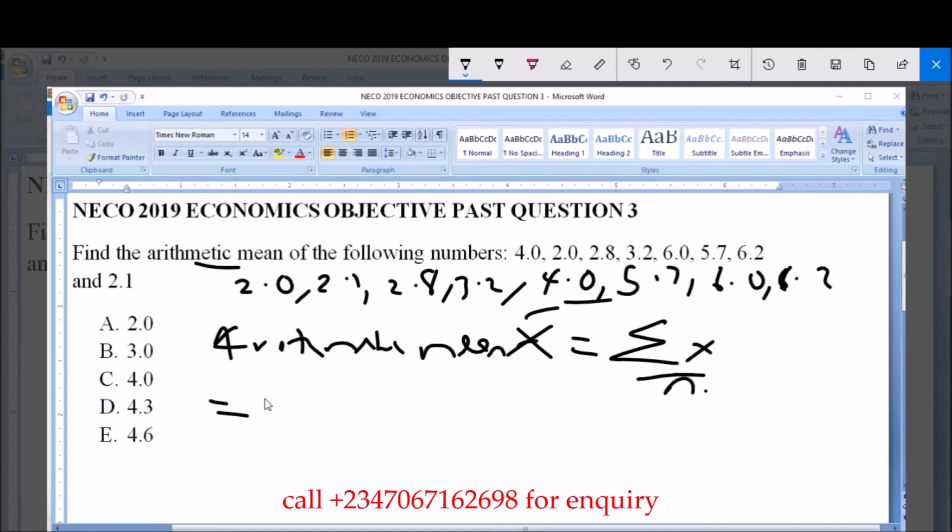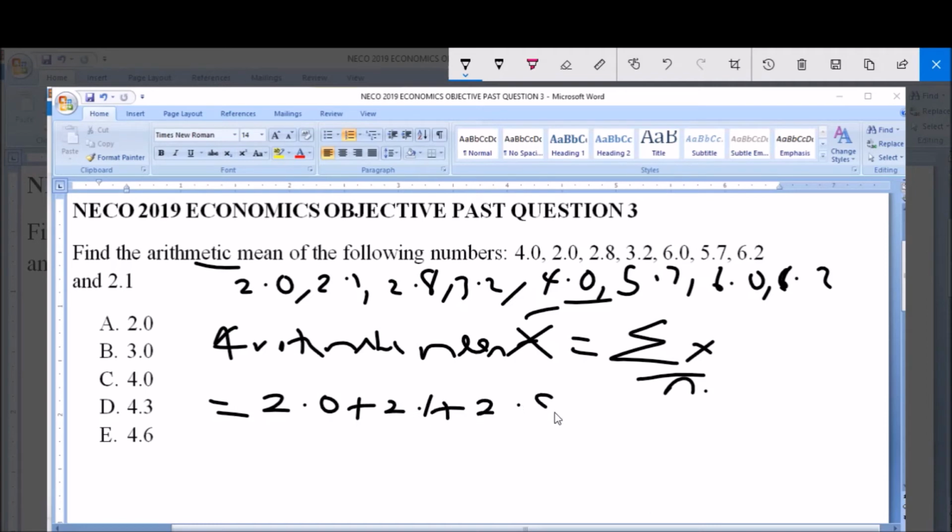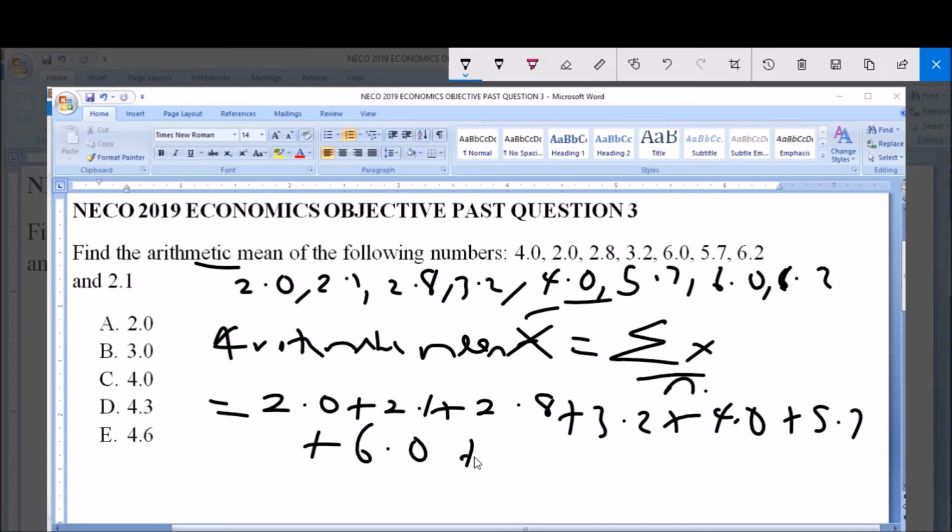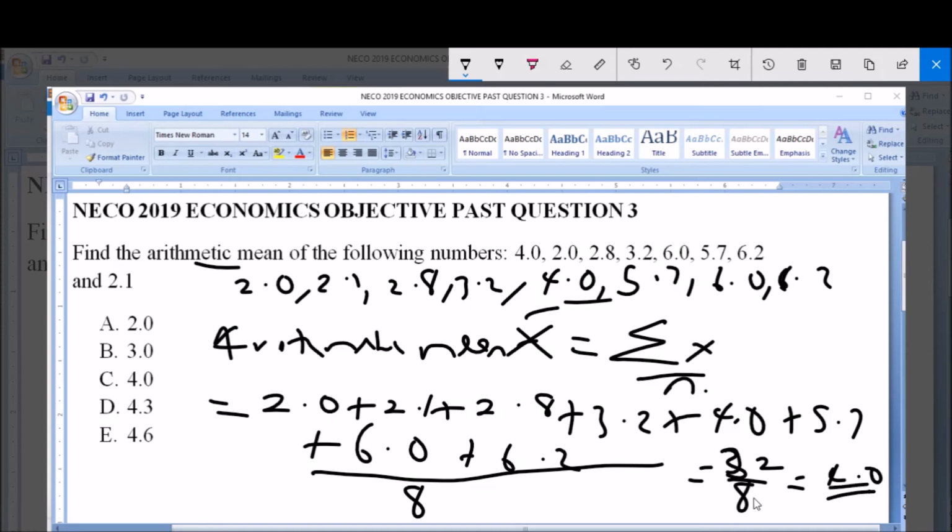So summation of x, 2.0 plus 2.1 plus 2.8 plus 3.2 plus 4.0 plus 5.7 plus 6.0 plus 6.2 divided by 8. So that is 32. If you sum that, you get 32 over 8, which is equal to 4.0. So 4.0 is the arithmetic mean, and 4.0 is option C. So C is the correct answer.